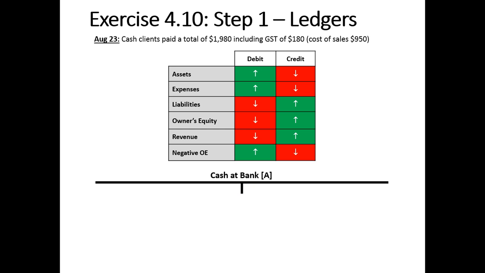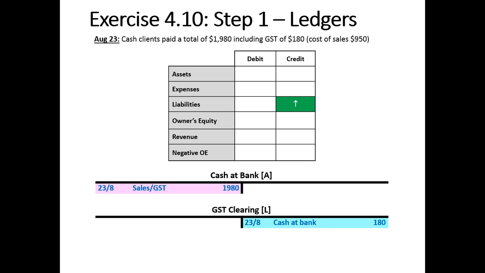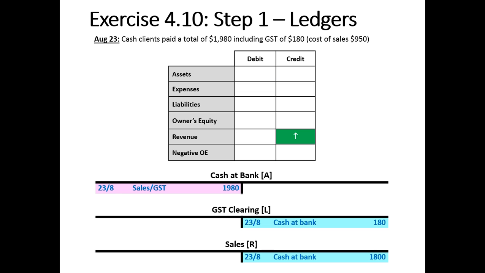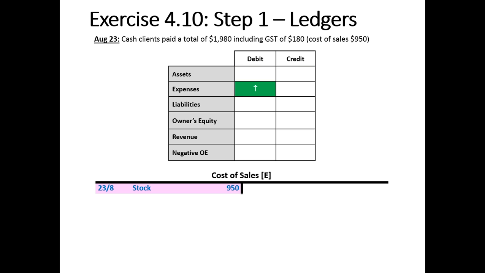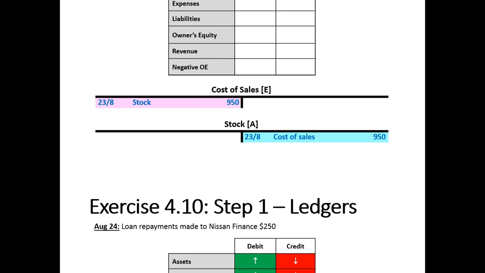We've cash clients paid a total of $980 including GST of $180. This is a cash sale with a cost of sale of $950. So we've received $980, which will increase our bank. The GST will increase our liability to the government, so that goes up on the credit side. We've got a sale on the credit side, and cost of sale is a debit of $950 as it's an expense, and the stock asset decreases $950.